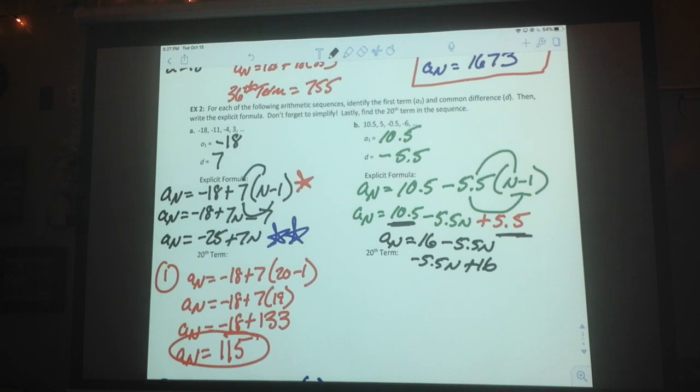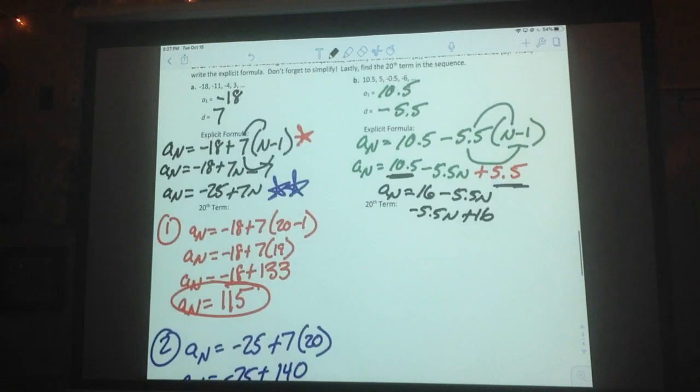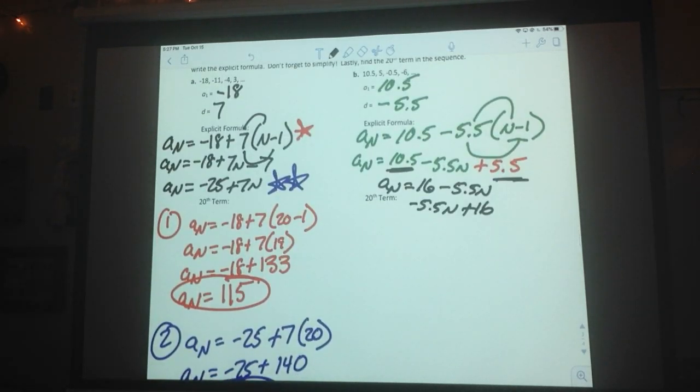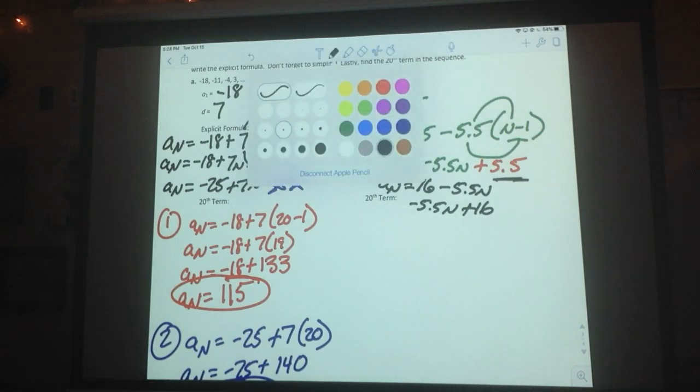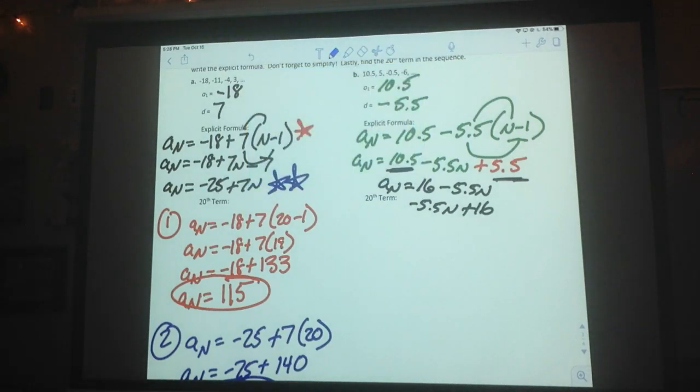Okay. Now, find the 20th term. This time, pick the one that you like the best and go from it. Most of you should probably be more comfortable just plugging it into the original equation and not the simplified one. So I will do that because it'll probably be easier for you. So here we go. I want the 20th term. So a of n, which is really the 20th term. And I'm looking for what is my first term?